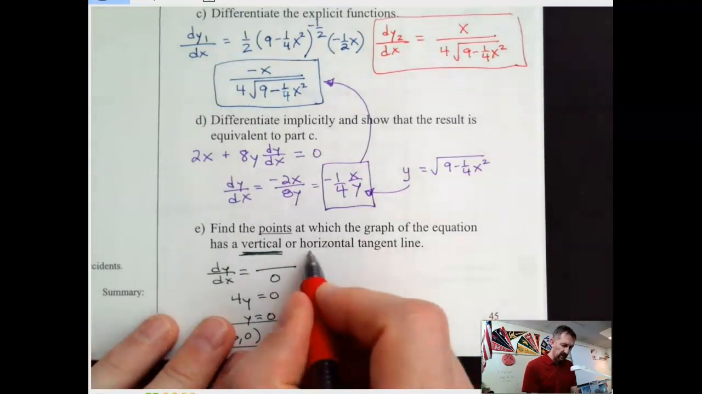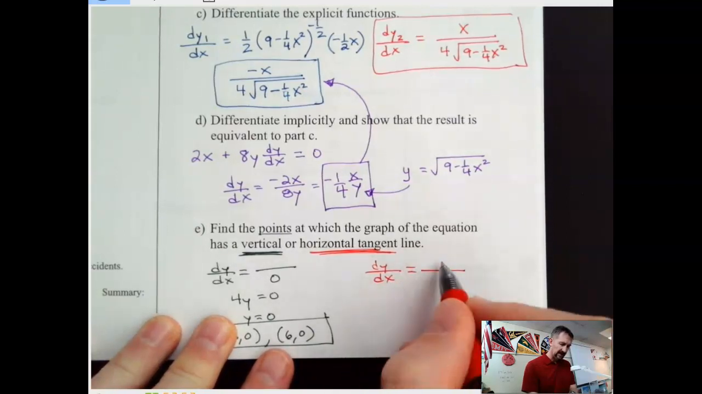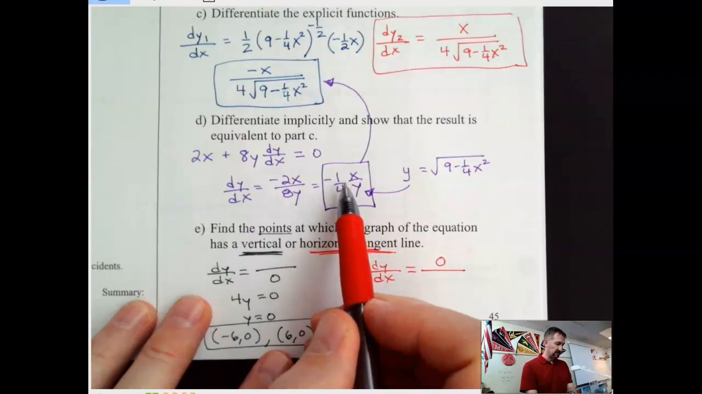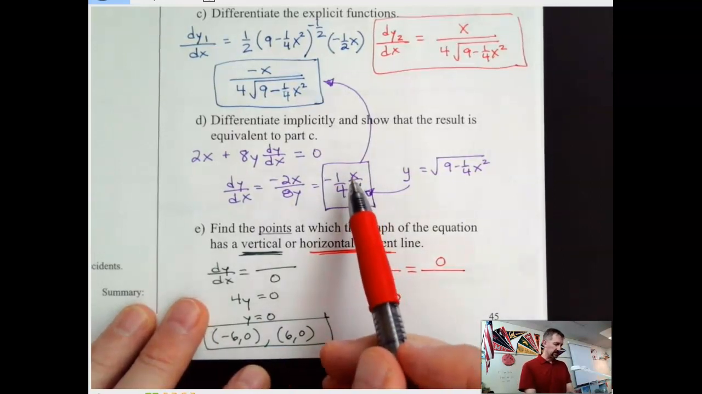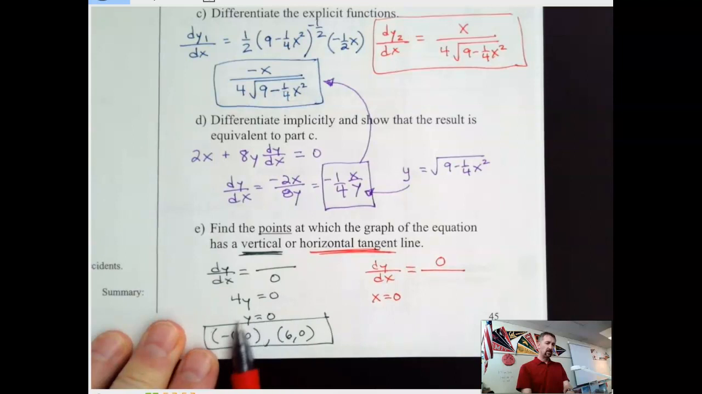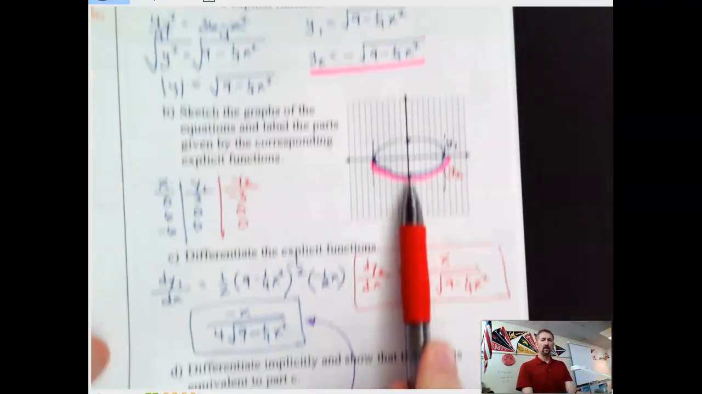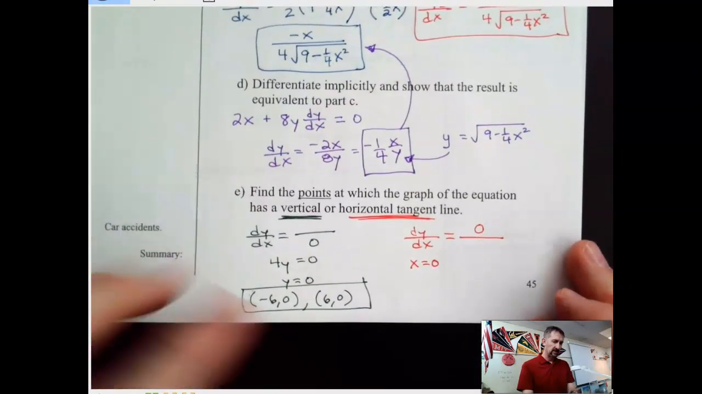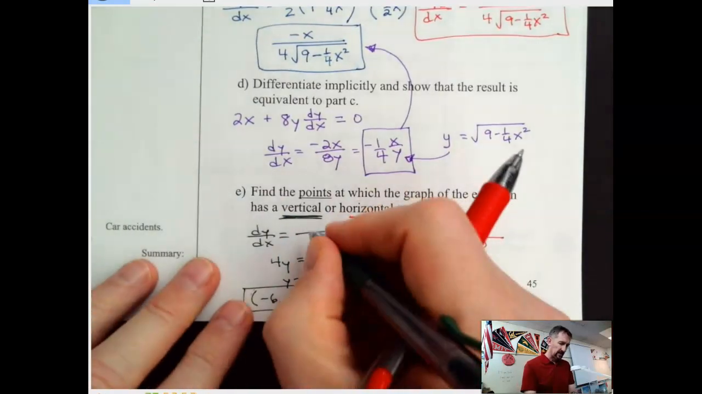Okay, and a horizontal tangent line. That's asking us for dy/dx equals 0, so we want the numerator to be 0. If you look back here, for that to be 0, x has to be 0. So if we plug in 0 for x back into the original function, that's probably important to say, we're asking what points on the graph. So if we want a point on the graph, we have to go back to the original equation.